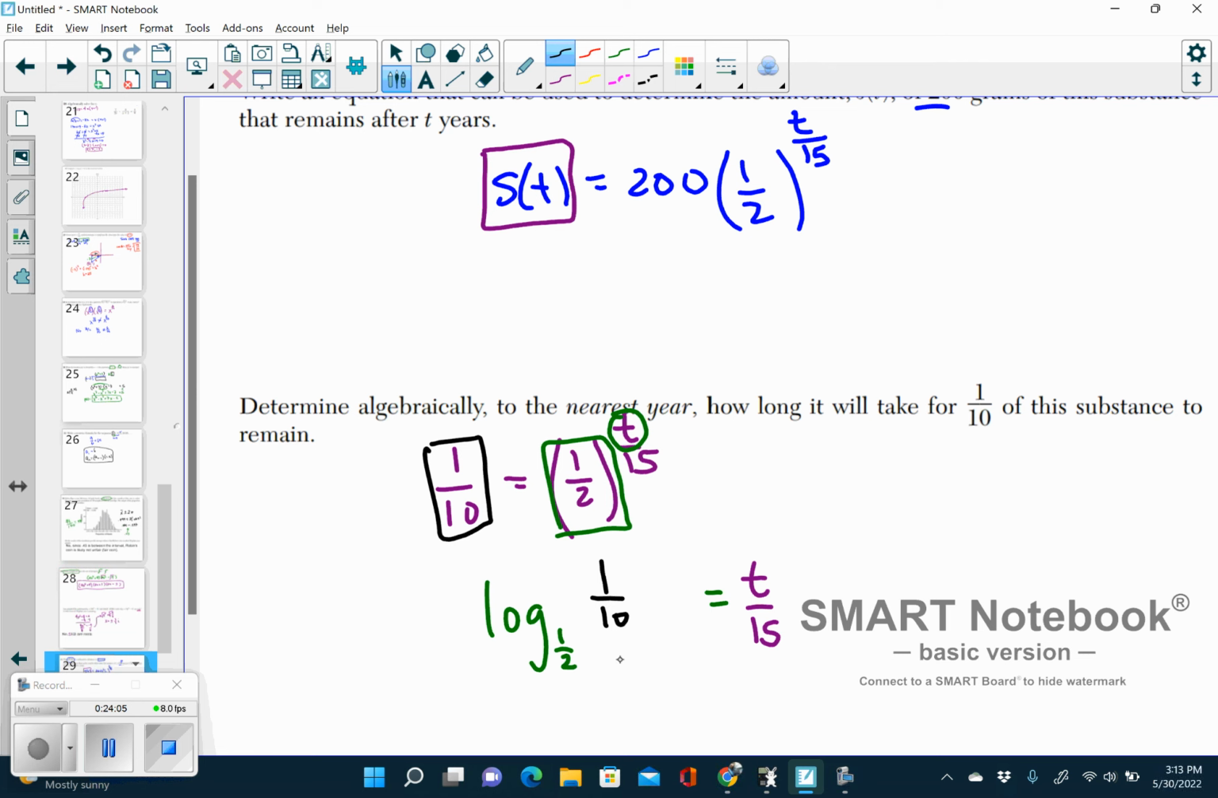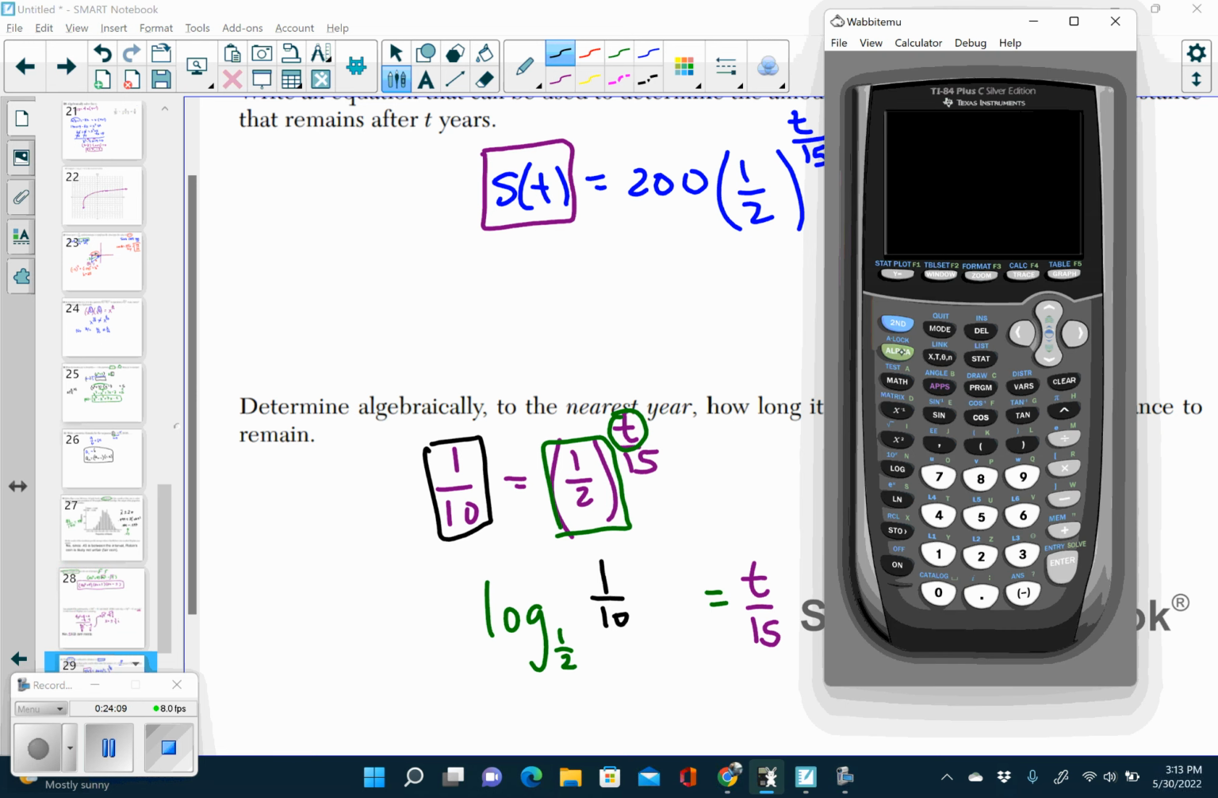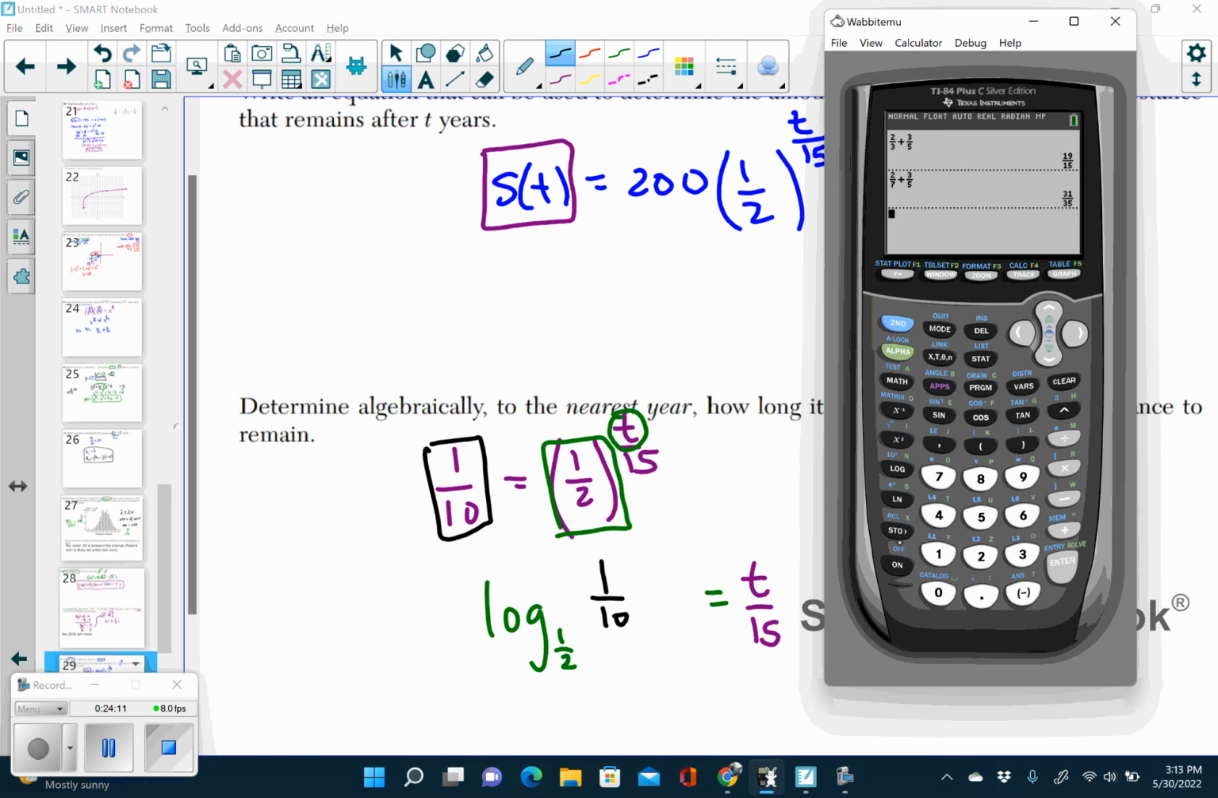So my final answer is going to be t over 15. So I want to get the 15 by itself. All of this I could just plug into my calculator. So let's just go ahead and do that. So I'm going to take my calculator, turn it on, clear what's there. So I have log with a base of 1/2. So I'm going to hit math, go up to log base. For convenience sake, I'm just going to put 0.5. And I have 1 over 10. So 1 divided by 10 right here. And that's going to give me the answer for t over 15.